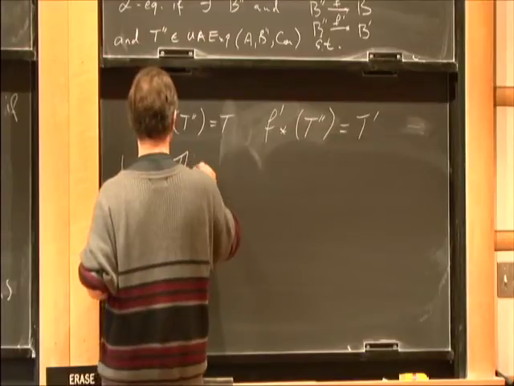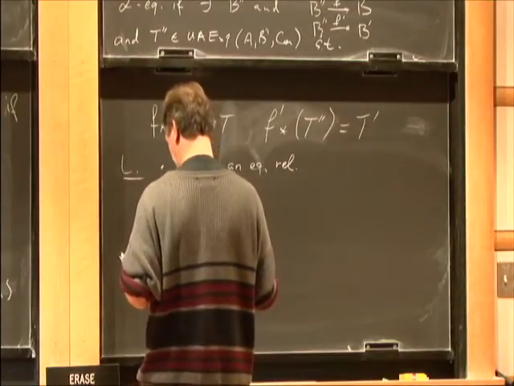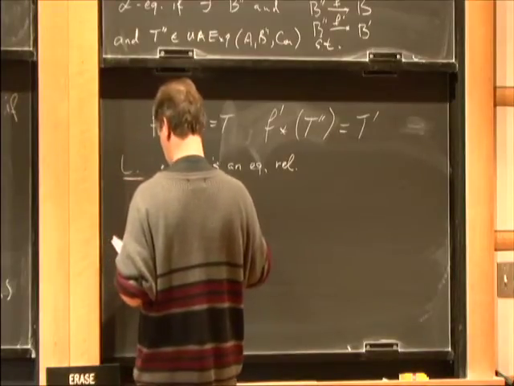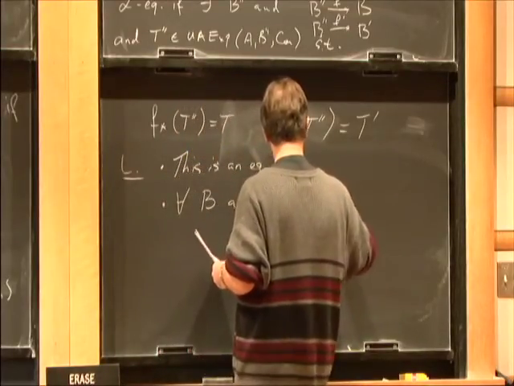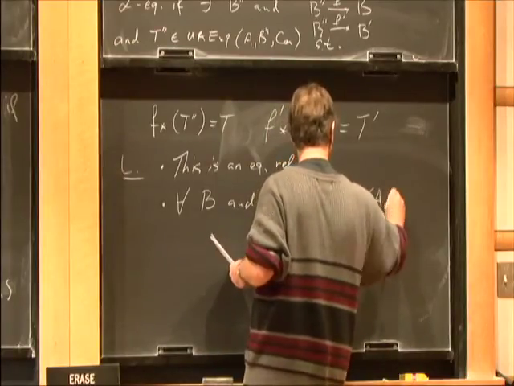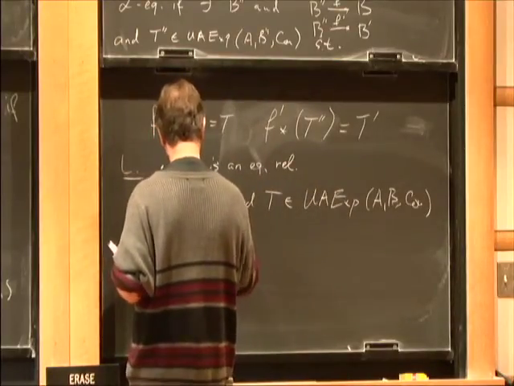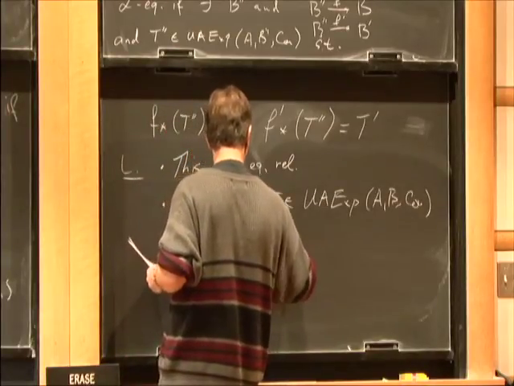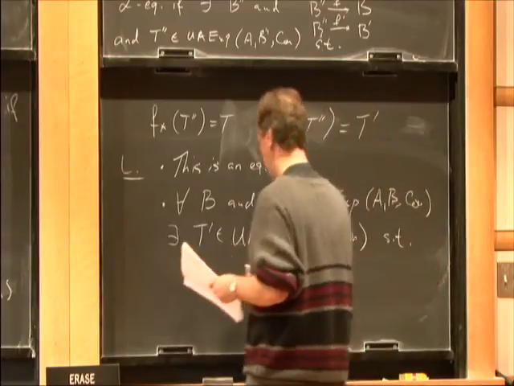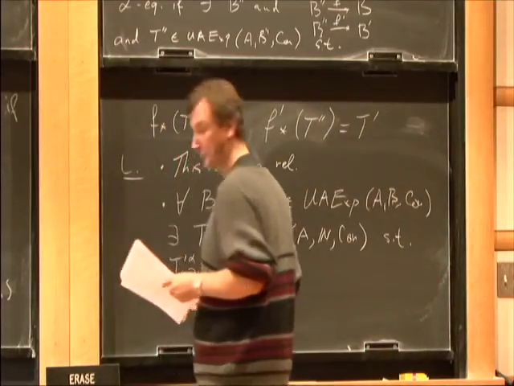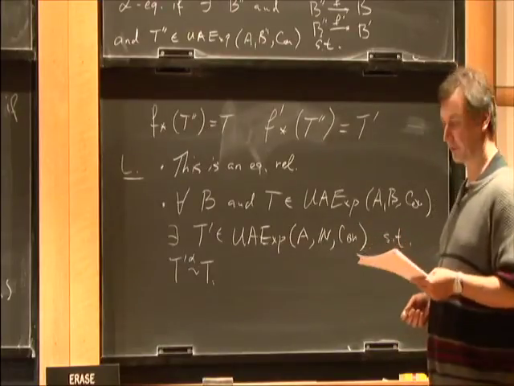What we know about it is that this is an equivalence relation. For every B and T in UA X A B C O N, there exist T prime in UA X A natural numbers C O N such that T prime is alpha equivalent to T. So we can always make the bound variables into natural numbers, which we're going to do from this point on, roughly speaking.